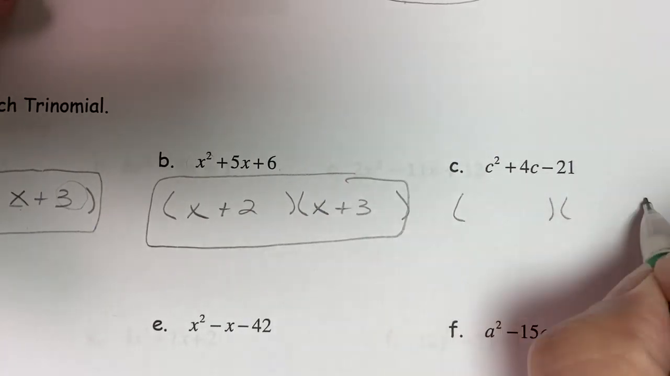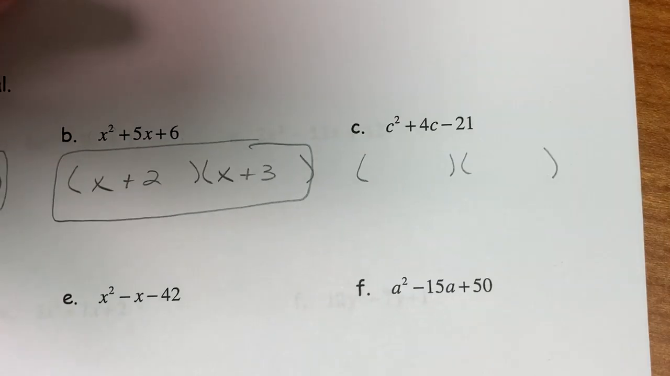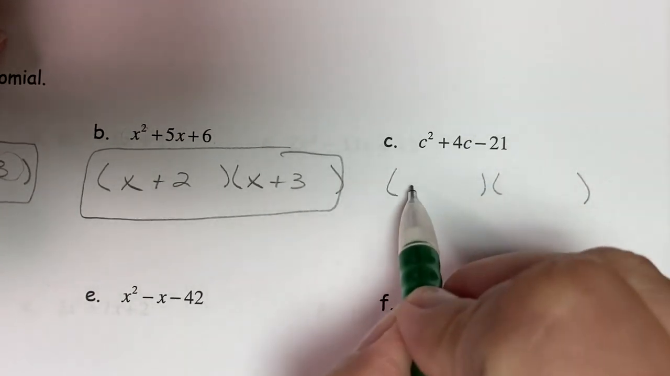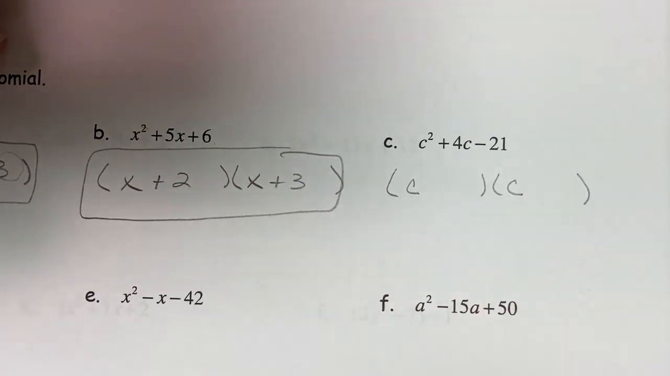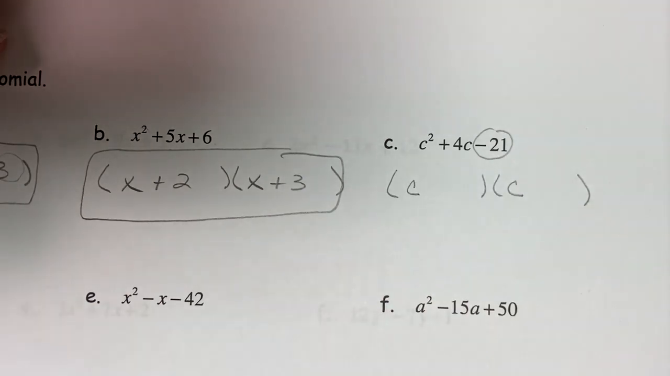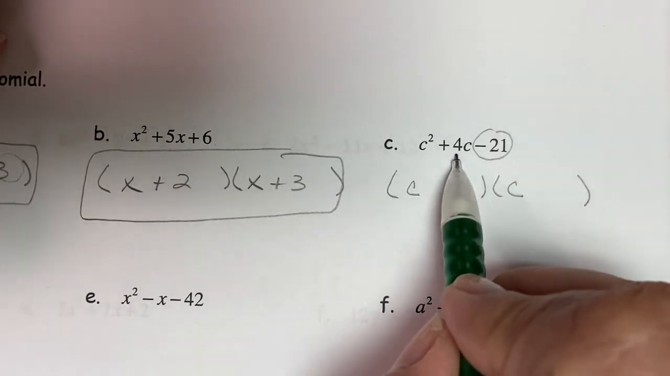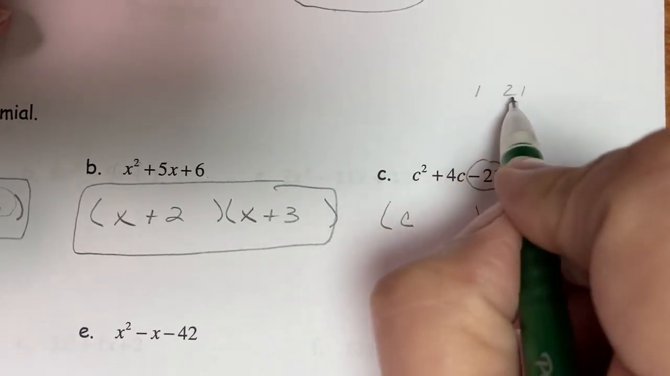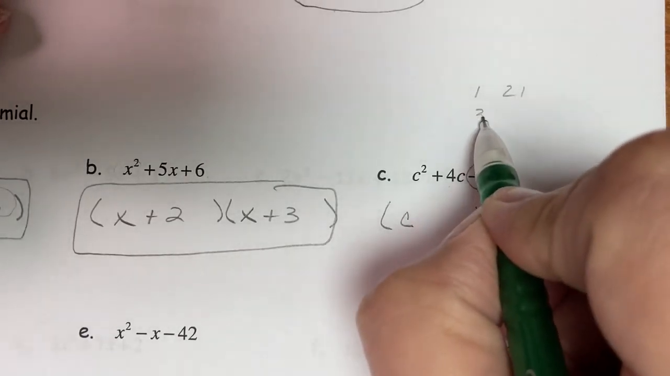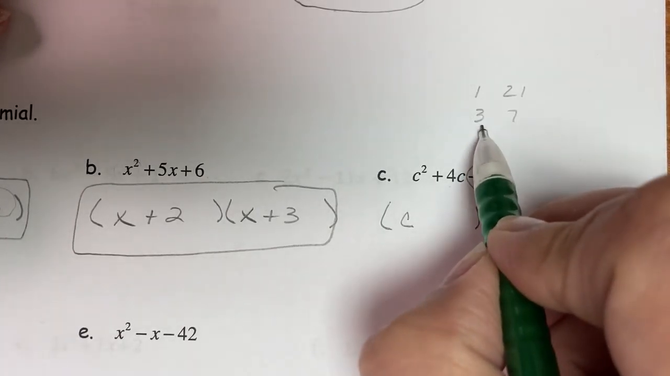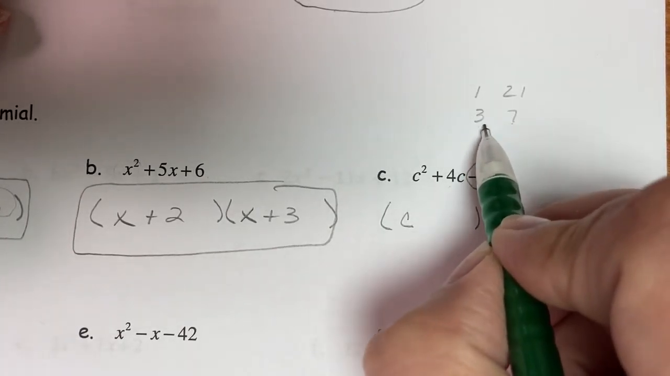Okay, so pretty easy so far, I hope you think. So let's do this one. Now, this one's going to be a little bit more difficult because we have to deal with some signs. So first of all, we're going to have c and c. Now, we want two numbers that multiply together to get negative 21 and add together to get positive 4. So what multiplies together to get 21? Well, 1 and 21. Is there any way to get a 4 out of there? No. 3 and 7 multiply together to get 21. Can I get a 4 out of there? Absolutely.